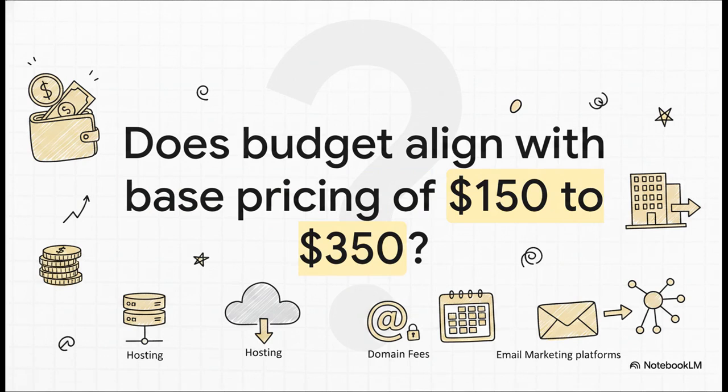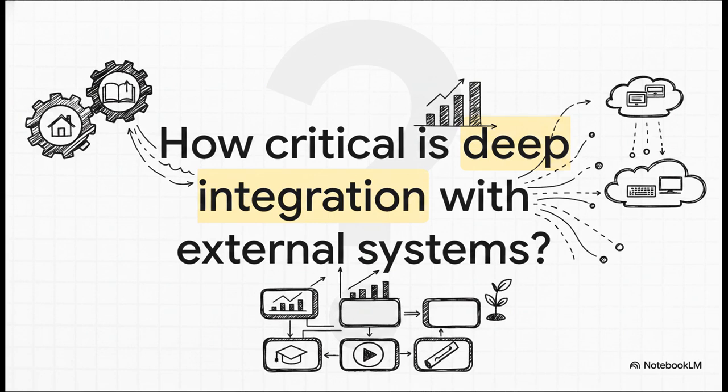Third, does your budget align with a base pricing model of roughly $150 to $350 annually? Now, that sounds incredibly affordable, but keep in mind, that's not including external hosting and necessary add-ons. You really have to factor in the total cost of WordPress hosting, domain fees, premium directory plugins, and external email platforms.